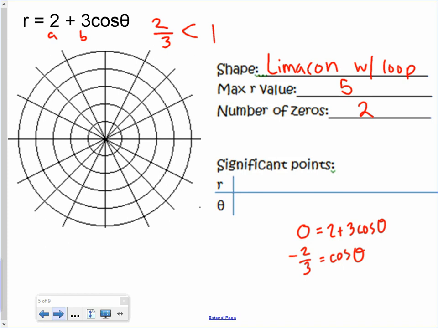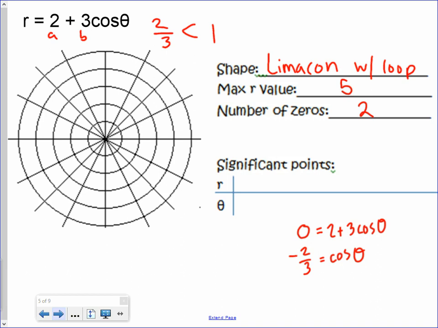Don't know, right? Could you answer that with a calculator? Yes. But remember, I expect you to be able to graph all the polar graphs without a calculator. So we can't answer that question exactly without a calculator. I don't really need to know what angle the 0 is at. The key piece there is that you know you'll cross at the pole. That'll be the intersection for the loop.